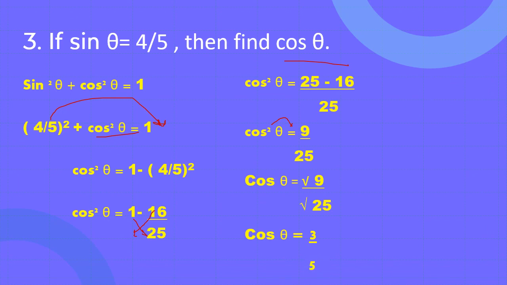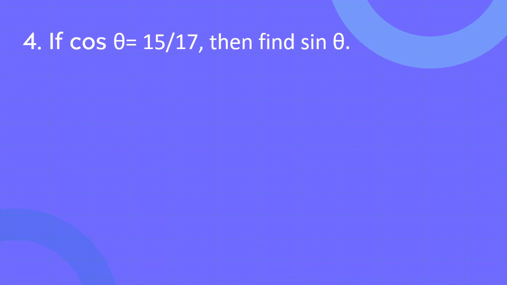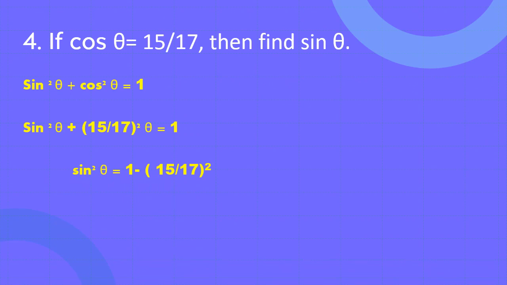Let us have a look at the last question. Cos theta is 15 upon 17, then find sine theta. So again, we are going to use the same formula, since cos is given and sine we are supposed to find out. So sine square theta plus cos square theta is equal to 1. So let us substitute. Sine square is not given, so it will remain as it is. Cos theta is given to us, 15 upon 17, so we'll write the square of 15 upon 17 is equal to 1. So sine square theta I'll keep alone and I'll take this on the other side. So this will become 1 minus 15 upon 17 square.